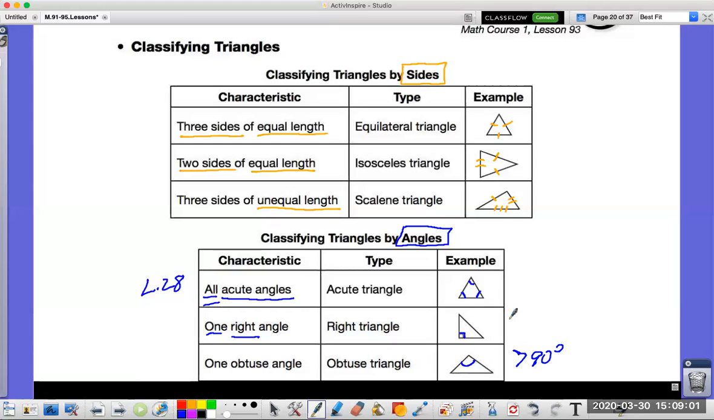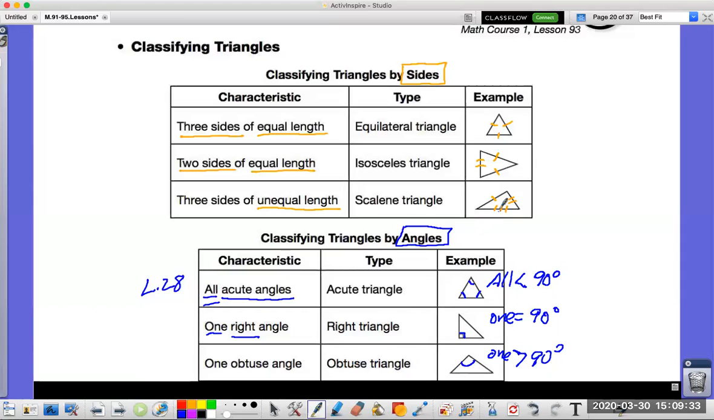This one up here was less than 90 degrees, or sorry, it had to be exactly 90 degrees. It needed one 90-degree angle. This one has to be greater than 90, and one of these had to be less than 90 degrees, or all of them did. So all less, this one is just one equals 90, and this one is just one greater than 90. And it's an obtuse triangle.